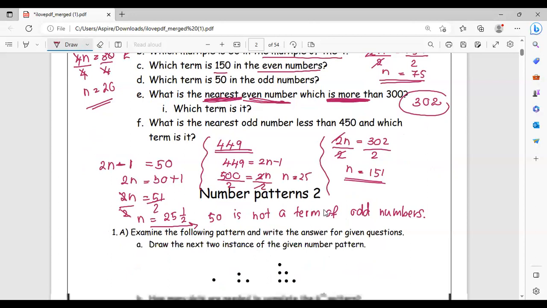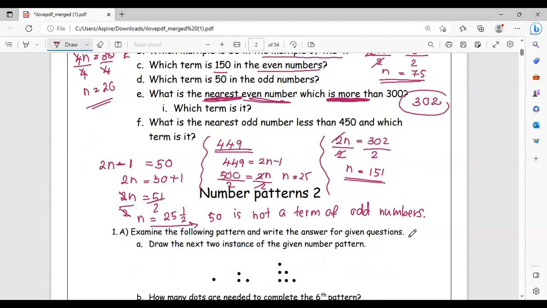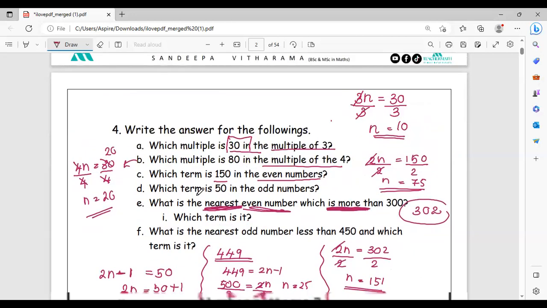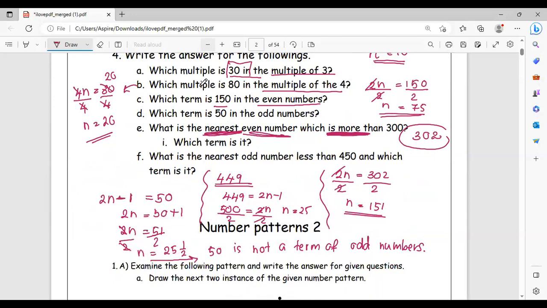Did you understand up to this? Is there any questions to ask? Up to part F, is it all right? Those who got all correct in the fourth question, all are correct in the F. Okay.